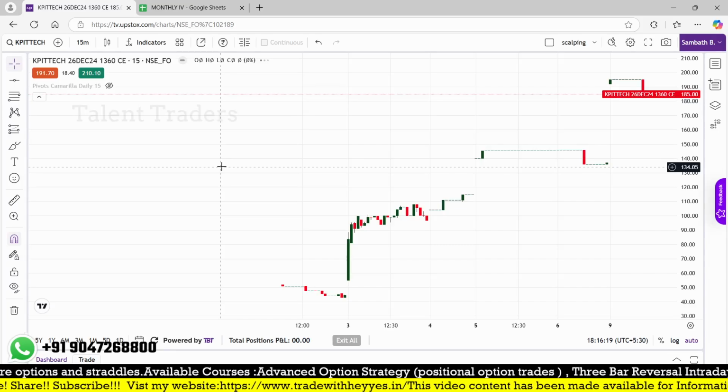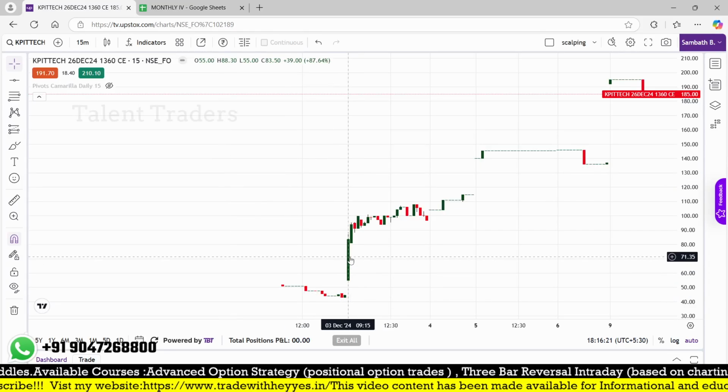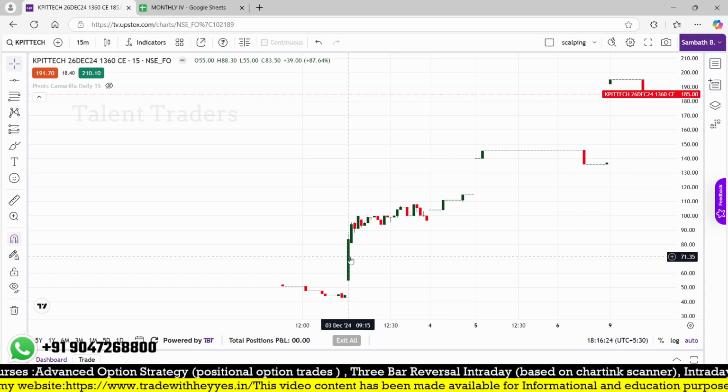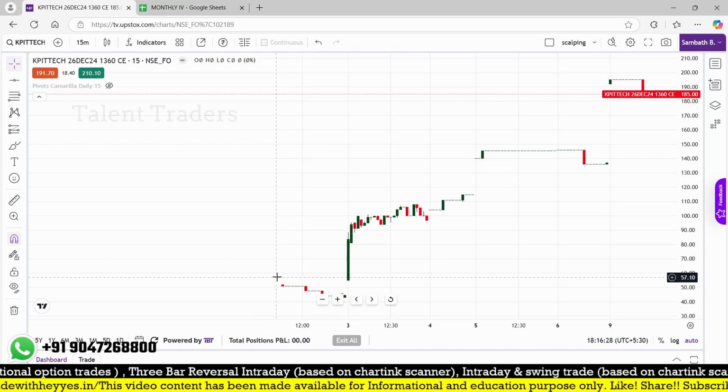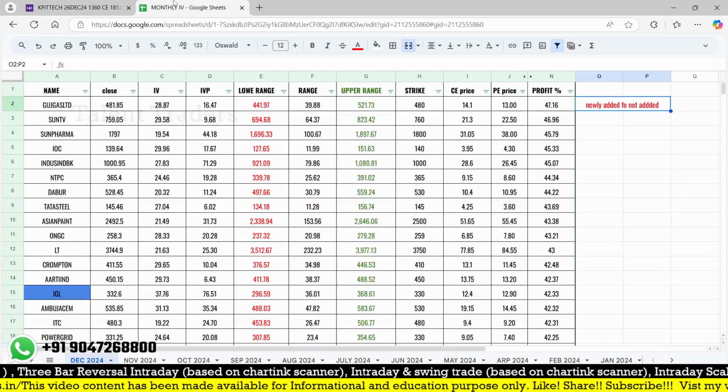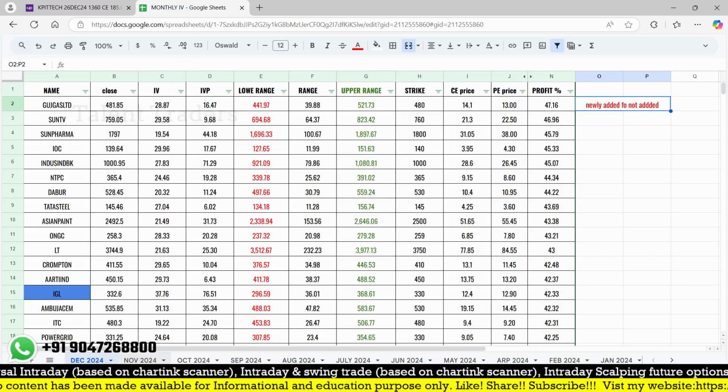Let me check the call strike price. This has good liquidity, but this is also 915. It was a gap up candle and it went up to 88 on the 3rd December, but it doesn't have the previous day's data, so we are ignoring that. And let me check any other stock.